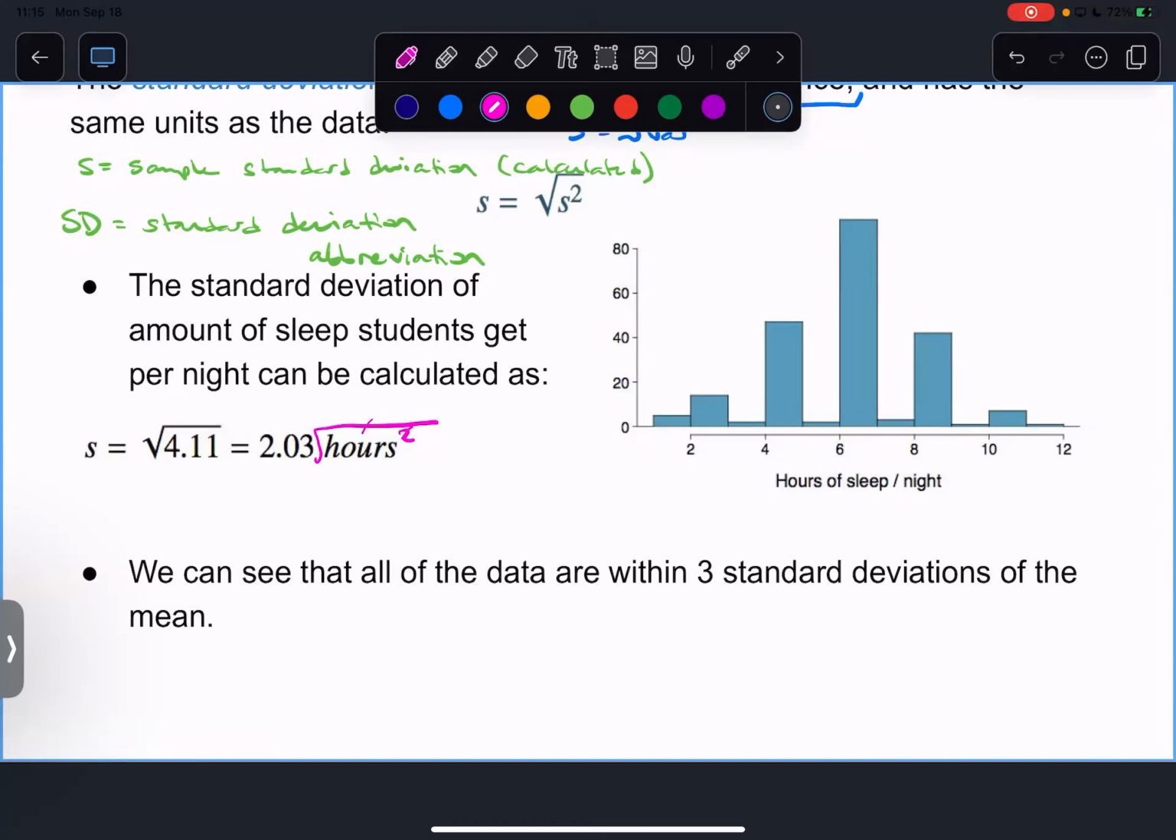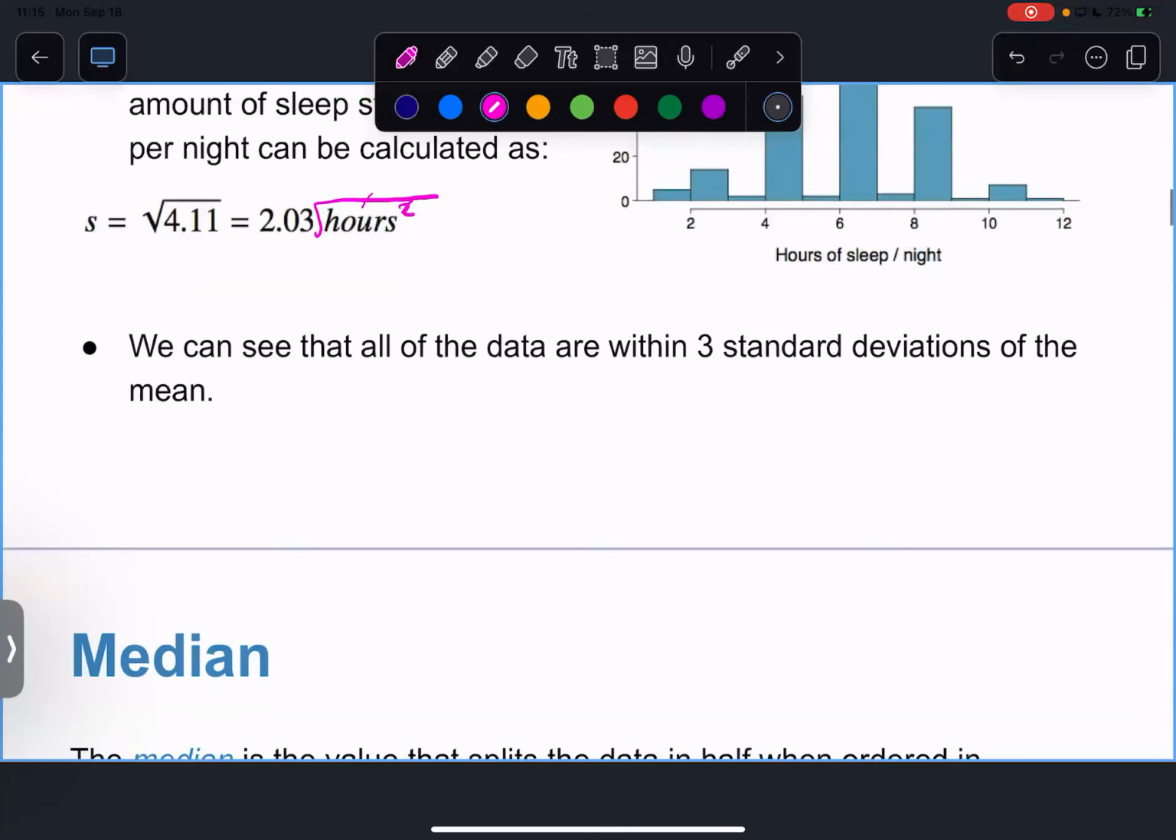Now the spread isn't the entire spread anymore. Okay? It's going to be, just as a rule, or kind of a little fun fact, an LFF, I guess, that all the data are typically within 3 standard deviations of the mean. Okay? I like to call it a little fun fact. Still a fact, so it's still important, but it's a fun one.